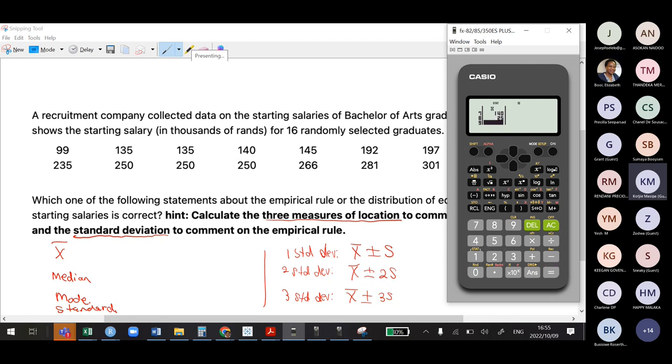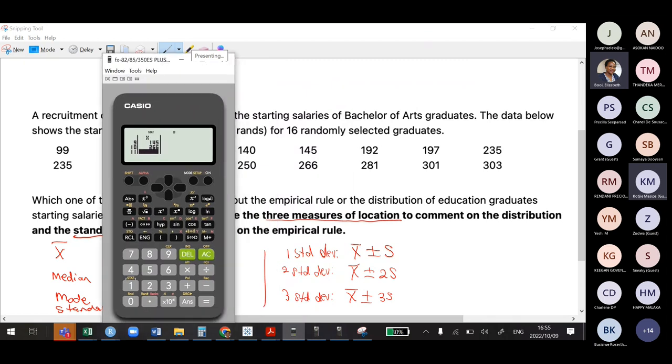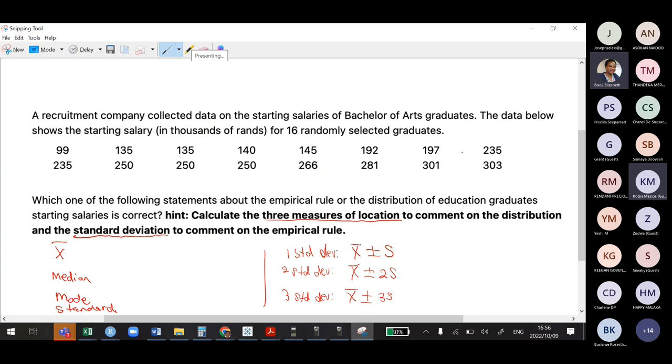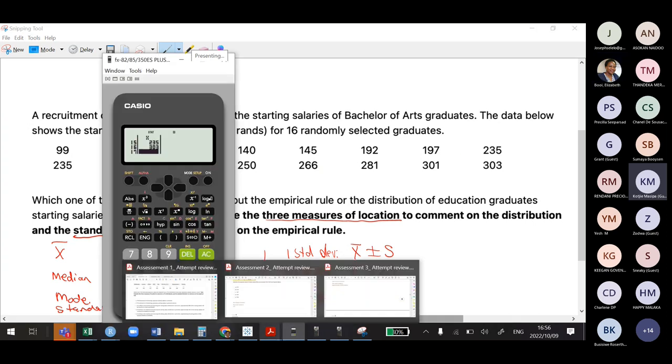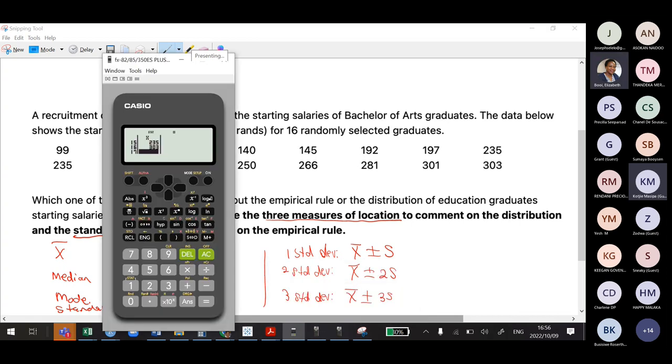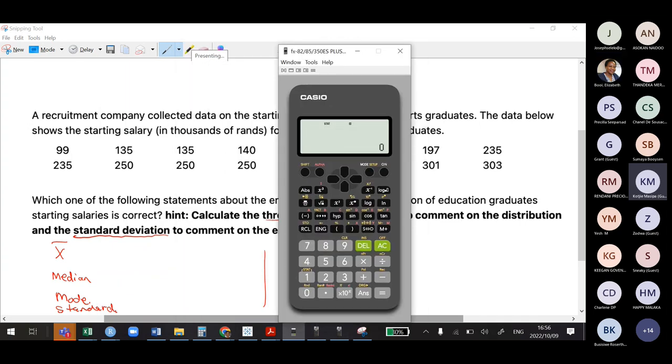Ninety-nine, 235, 135, 250, 140, 250. 250, 145, 266. Move it to the other side. 192, 281, 197, and 301. 235 and 303. Yeah, 2, 4, 6, 8, 10, 12, 14, 16.